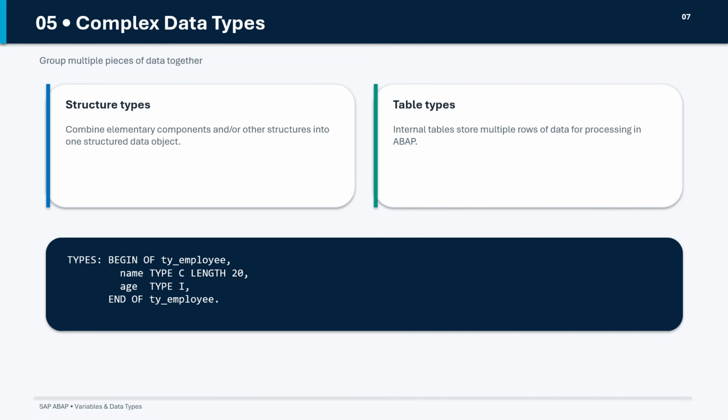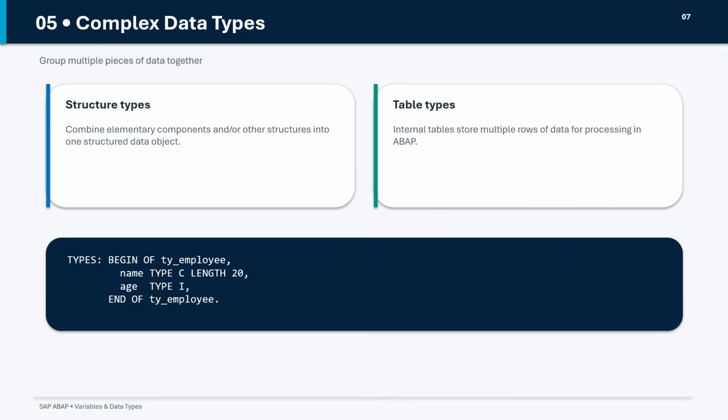Under name and age, these are multiple lines combined into one structure, like an employee structure. This way, a complex data type will work. As we discussed, there are two types of complex data types: one is the structure type and another one is the table type. A structure groups different components together. For example, as mentioned before, an employee structure can contain the name and age.